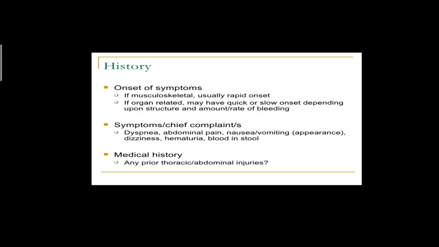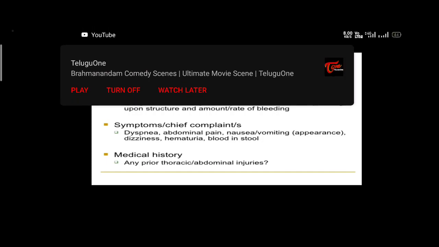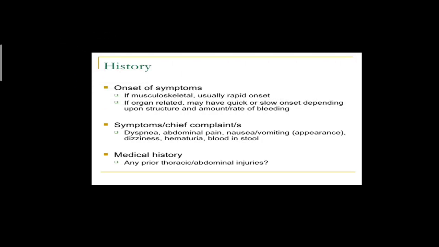Evaluation. History. First we have to see the onset of symptoms. If musculoskeletal, usually there will be rapid onset. If organ related, they may have quick or slow onset depending upon the structure and the amount or rate of bleeding. Symptoms and chief complaints will be present like dyspnea, abdominal pain, nausea, vomiting, dizziness, hematuria, blood in stool, etc.